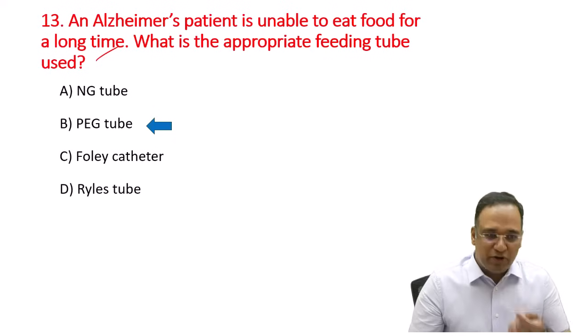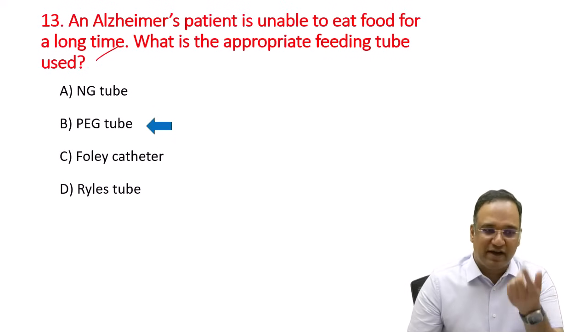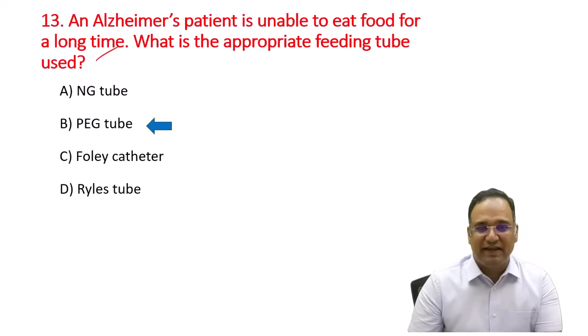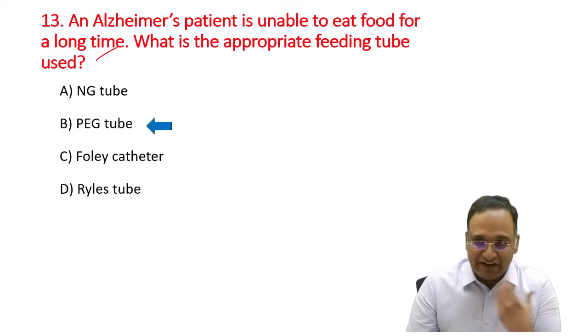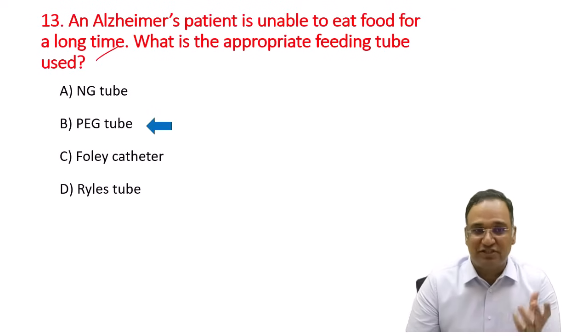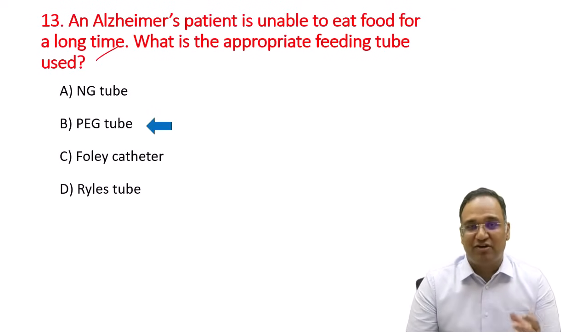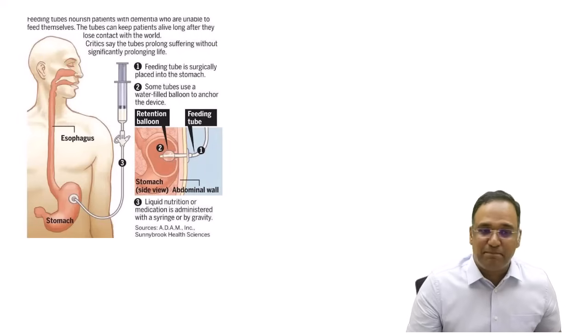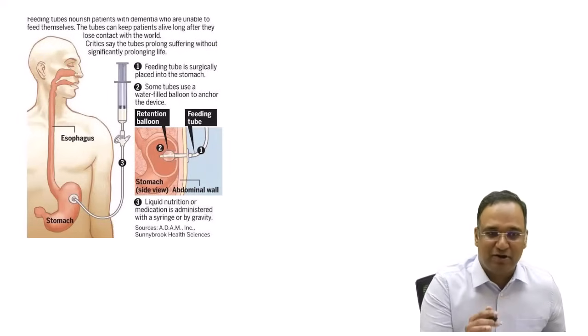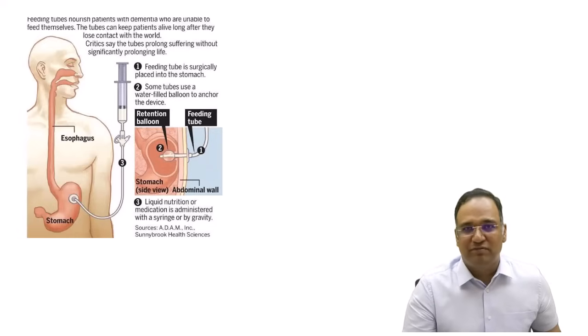Because putting a Ryle's tube or nasogastric tube for a very long time can induce Ryle's tube induced complications, and also it can cause reflux and aspiration, and all those things are possible. It is not that PEG does not have any complication, but compared to that, this will be ideal for long-term feeding of this patient.